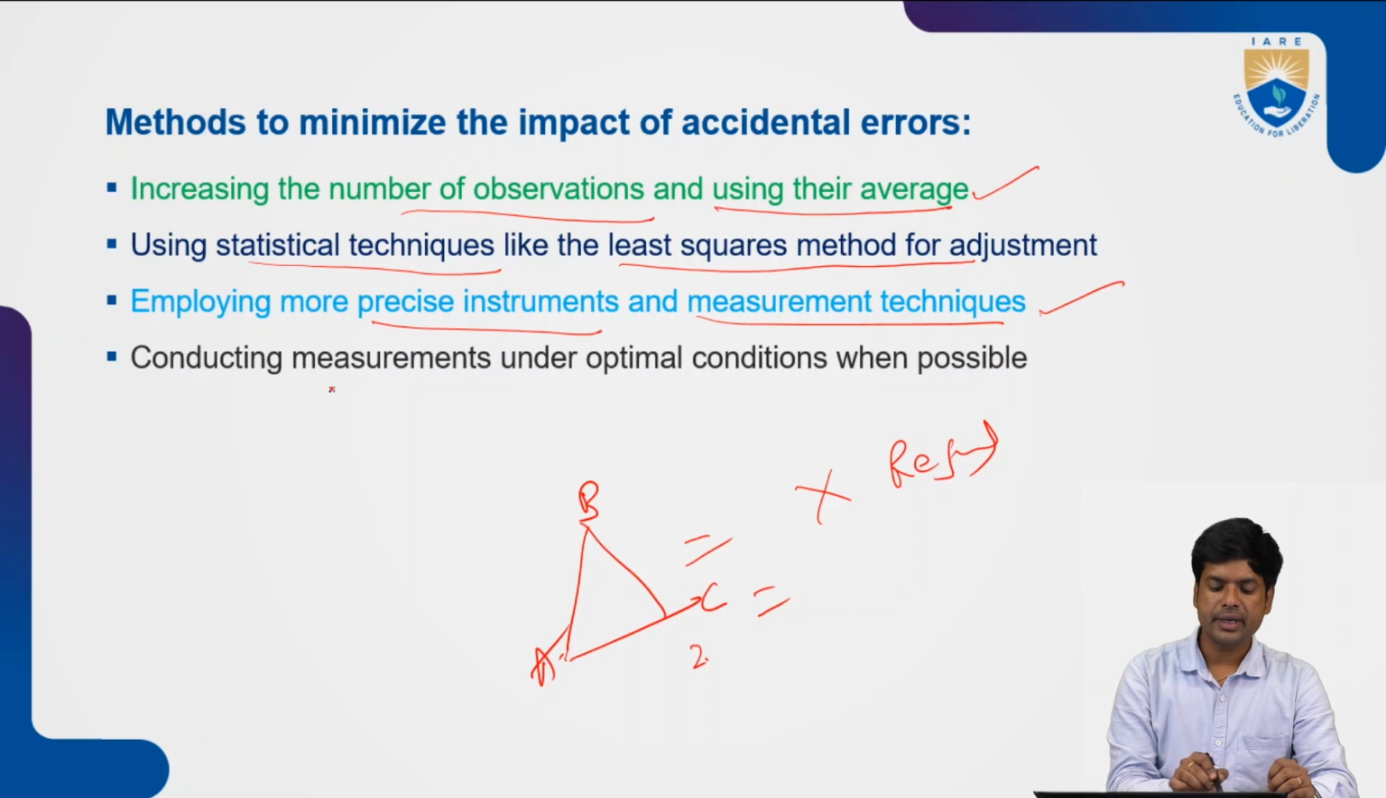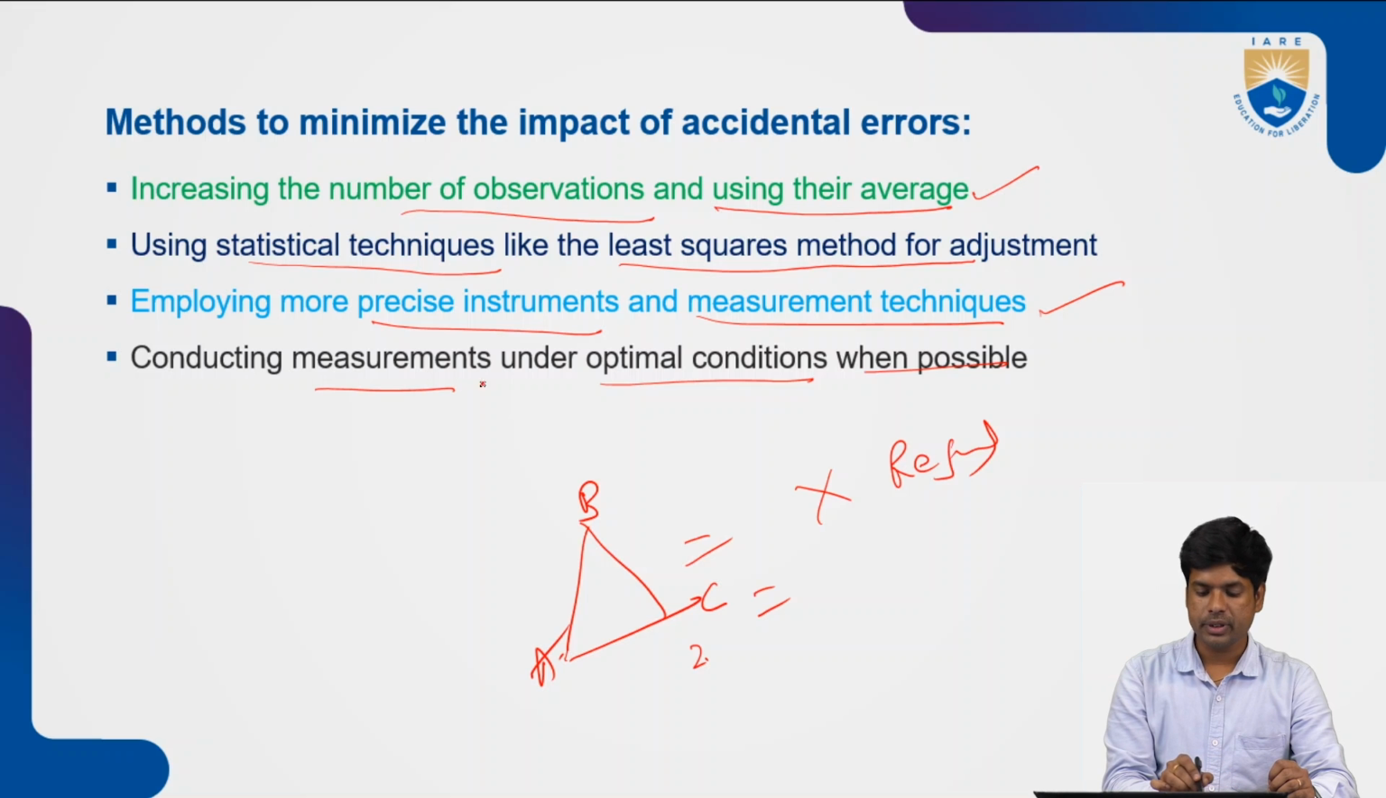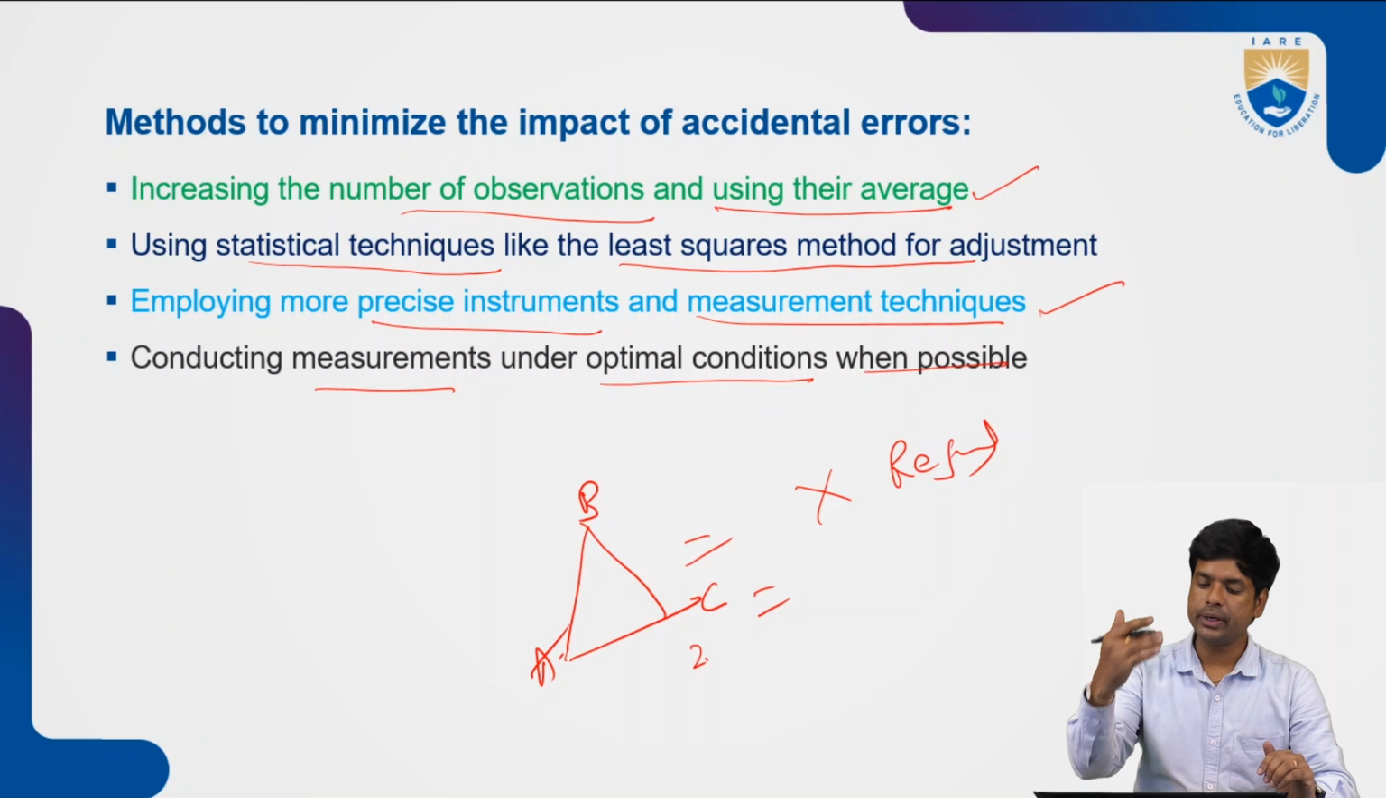And next one, conducting measurements under optimal conditions when possible. Suppose the environment is good, the instrument availability is good, and the resources are good, then conduct the experiment so that you can reduce the size of these particular errors.